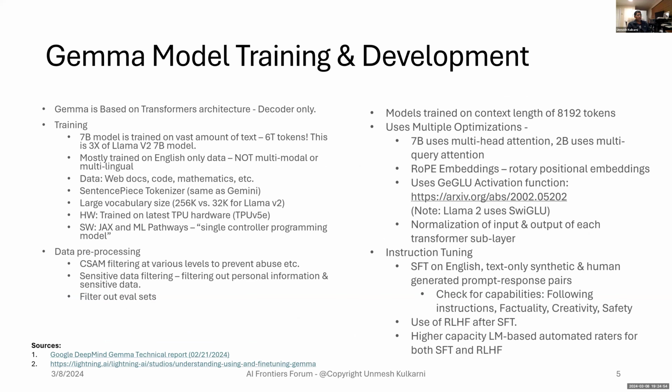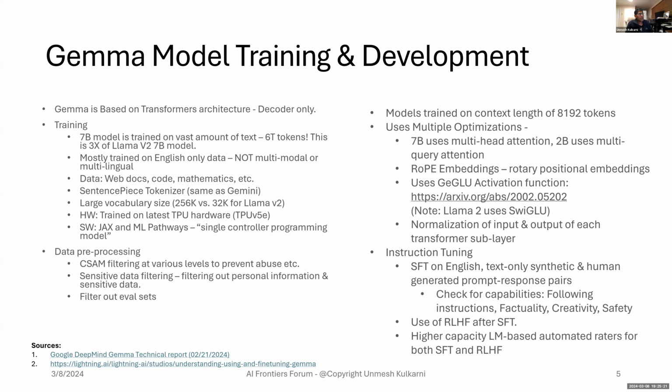Let's dig a little bit deeper into how the model was trained and how it was developed. As we know, all of these large language models are nowadays using the standard transformer architecture. Gemma is no exception to that. We are looking at a transformer architecture with decoder only. So no encoder stack that we typically see in the transformers diagram.